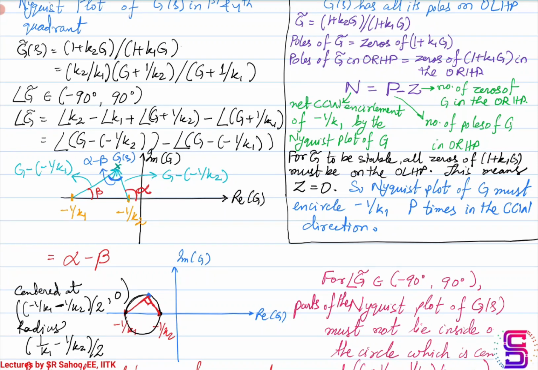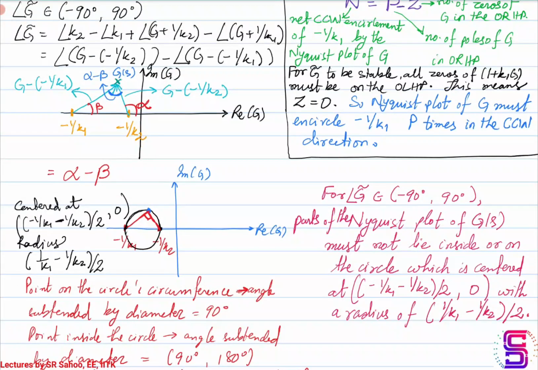Okay, that is how many times the encirclement should happen. Now, if you combine the two statements, because we finally need G tilde to be SPR. So we said G tilde will be SPR if G tilde is confined strictly to the first and fourth quadrant, and G tilde is stable. So for confinement to the first and fourth quadrant, we have got a condition that says it should not enter a particular circle defined by the points minus 1 by k1 and minus 1 by k2.